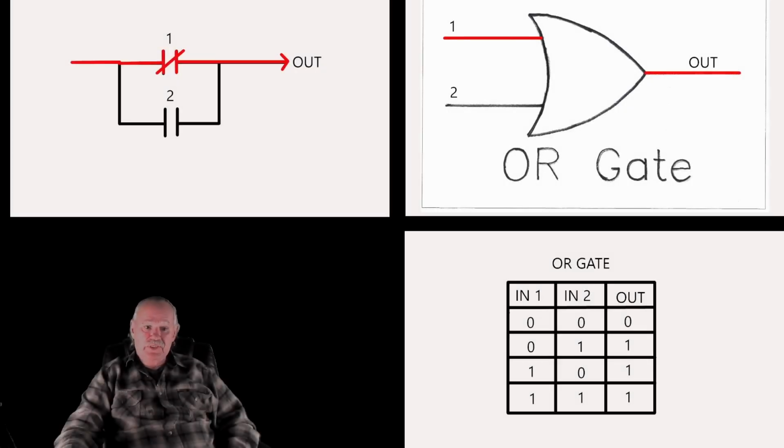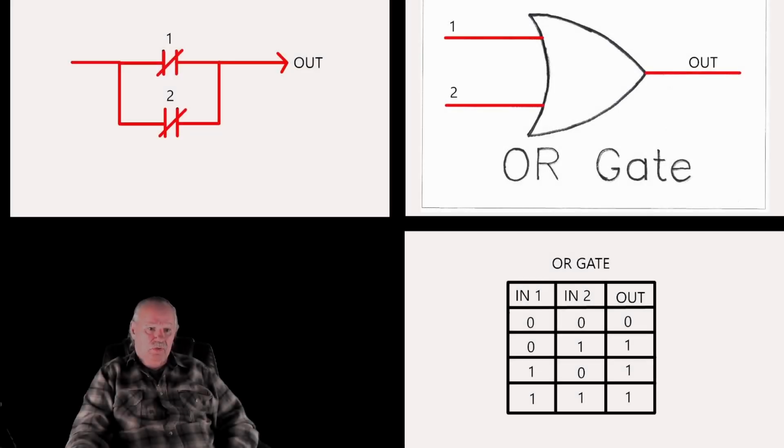Okay, line 3 says that input 1 is high, input 2 is low, and the output is high, which again makes sense. If either of the contacts are on, then we do get an output.